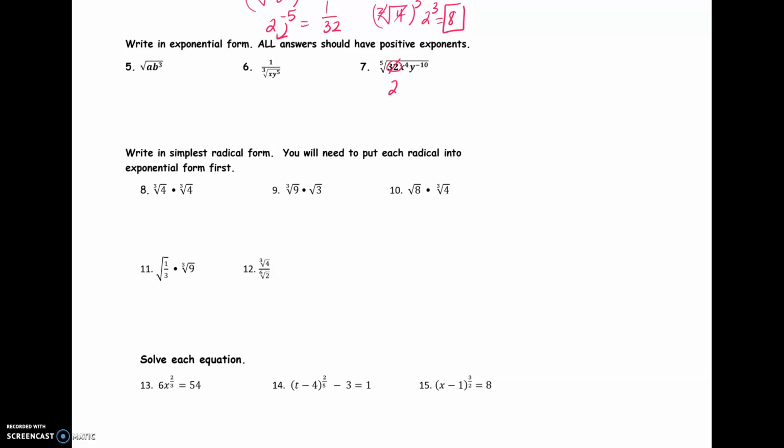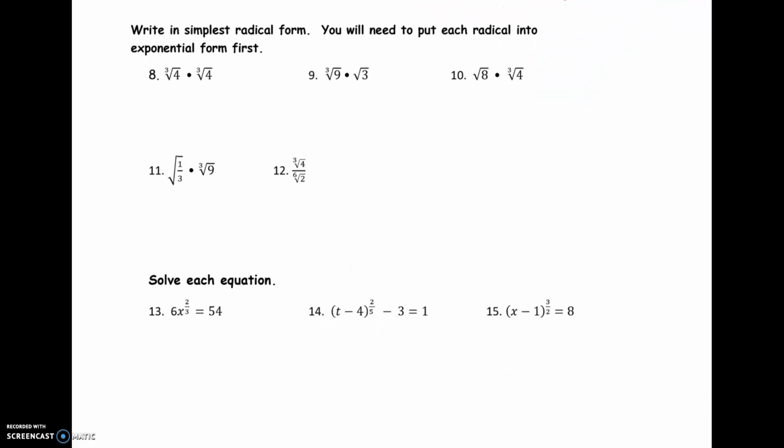I now go to my variables. I have x to the 4/5 power, y to the negative 10 over 5 power. Okay, 2 can stay, x to the 4/5 can stay, but this needs to move to the bottom. So I get 2x to the 4/5 power over y to the positive 10 over 5. And 10 over 5 can be simplified to 2, so that's y squared in the denominator and 2x to the 4/5 in the numerator. Okay, let's go to the next section.